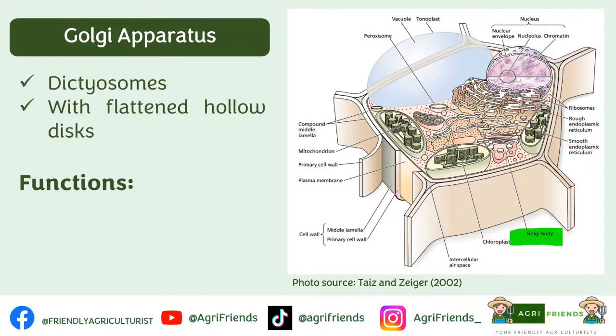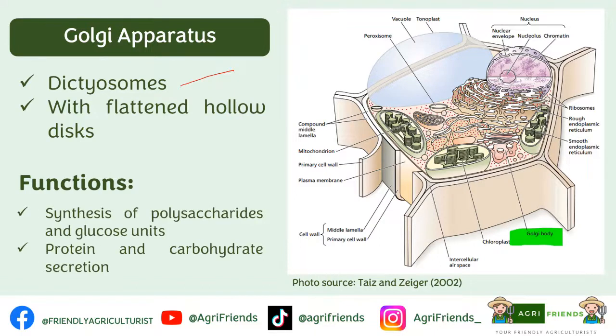Golgi Apparatus is the collective term for all the dictyosomes. So dictyosomes are net-like structures of flat hollow disc called cisternae. Dictyosomes are also called the Golgi bodies. These are involved in the synthesis of polysaccharides and glucose units for cell wall formation, and they also secrete protein and carbohydrates from cell to the exterior.